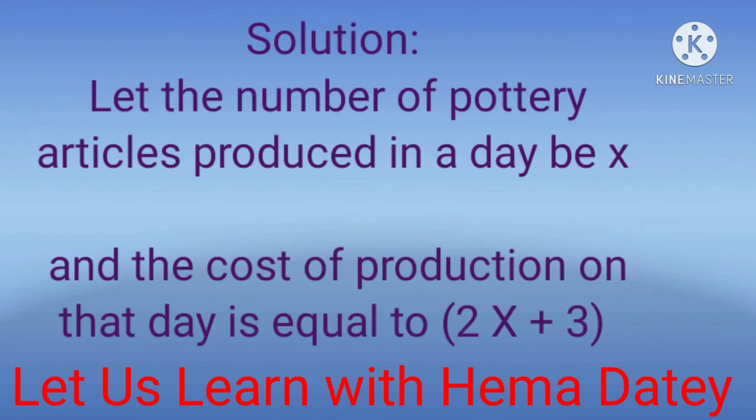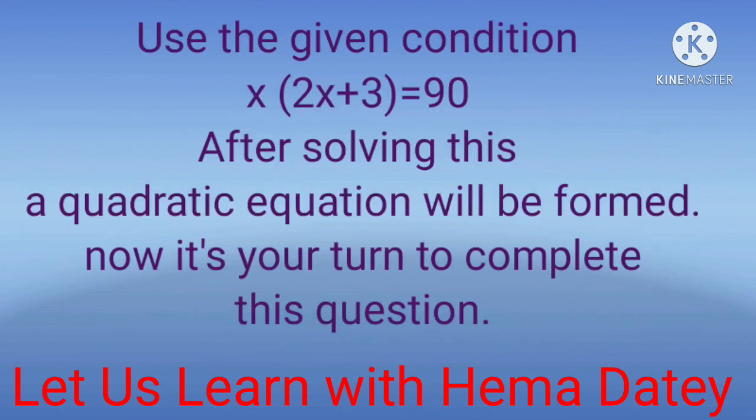Solution: let the number of pottery articles produced in a day be x and the cost of production of each article is equal to 2x plus 3. Use the given condition x times 2x plus 3 is equal to 90. After solving this, a quadratic equation will be formed. Now it's your turn to complete this question. Let's see some questions which are asked in different exams.